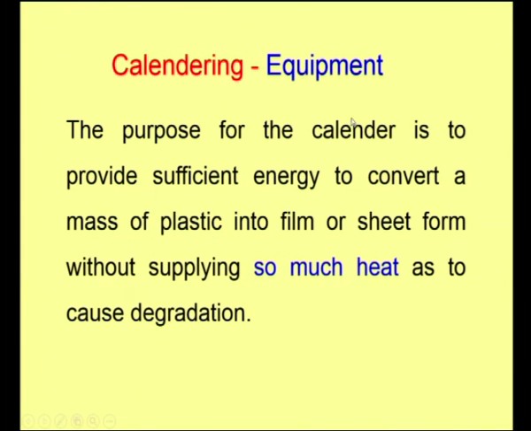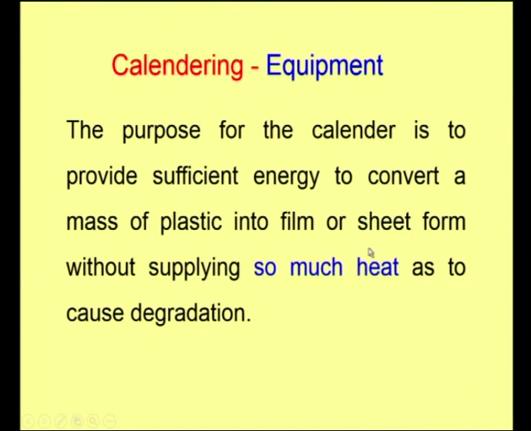Now, the purpose of the calender is to provide sufficient energy to convert a mass of plastic into film or sheet without supplying so much heat as to cause degradation. That is, in an extruder or injection molding machine, the same thing happens. You feed the raw materials in the form of feed, and then you maintain very high temperature, and then you convert it into a melt-like form. The same way here, energy is required to convert this solid plastic into a film or sheet, instead of melting it into a liquid. We obtain the film or sheet because of the shearing action between the two rolls. At the same time, one has to maintain sufficient heat.